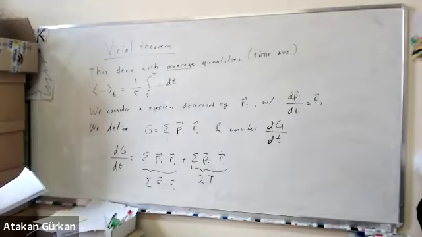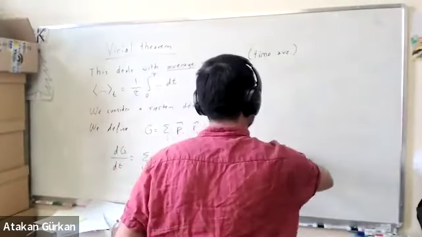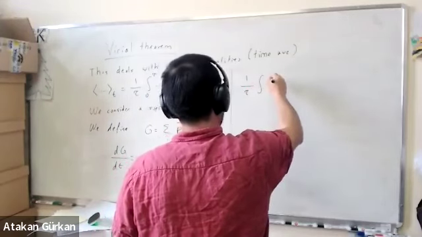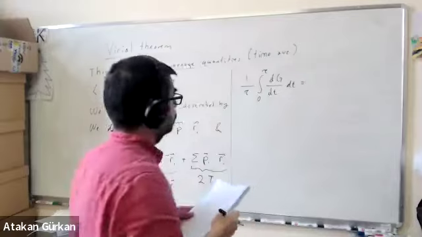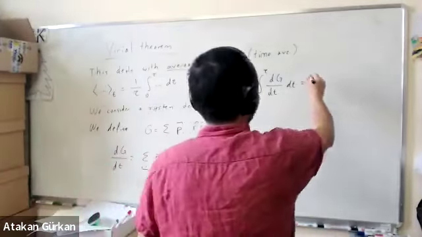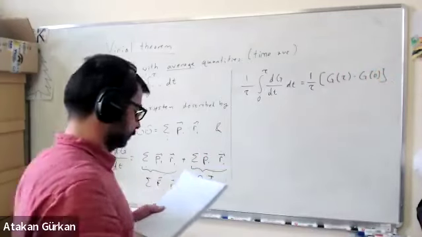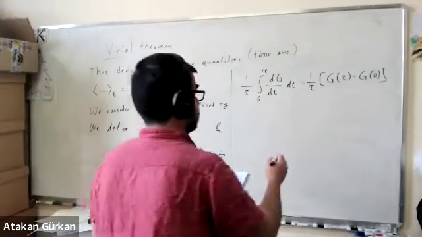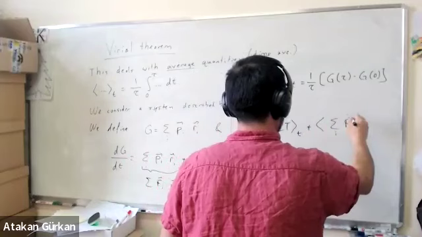Now I'll take the time average of both of these quantities. 1 over tau, the integral of dG/dt times dt from 0 to tau. Now, this is a total derivative, so this is just going to be 1 over tau times G(tau) minus G(0). And this is going to be the time average of 2T plus the time average of this F dotted into r_i.